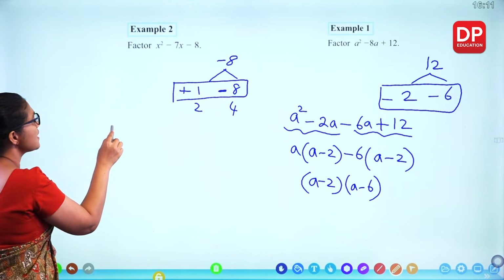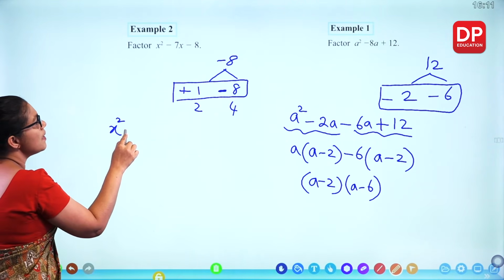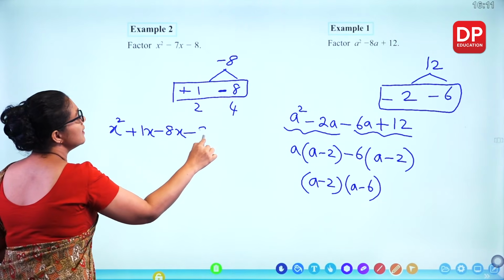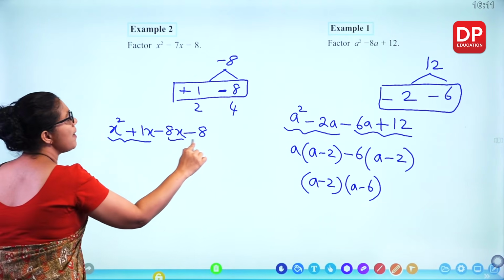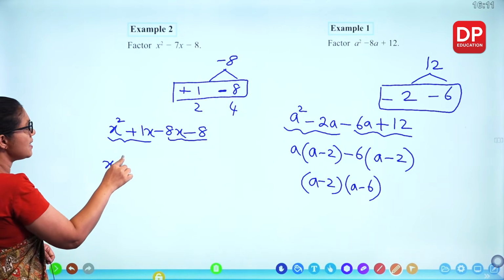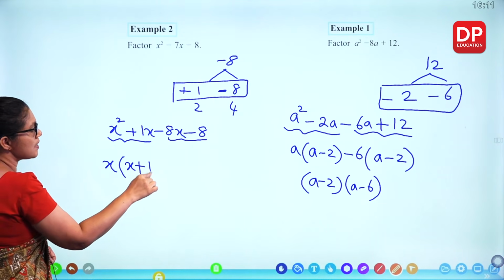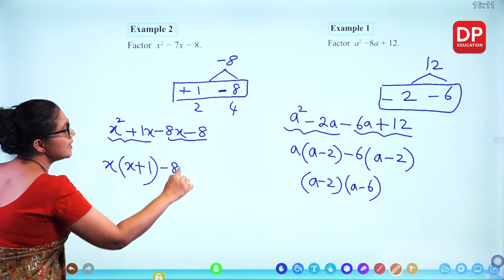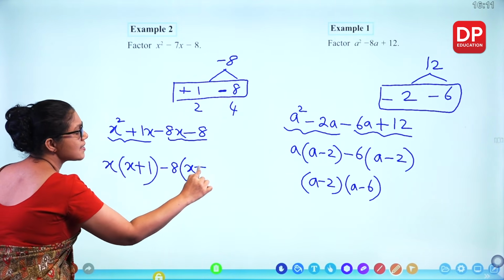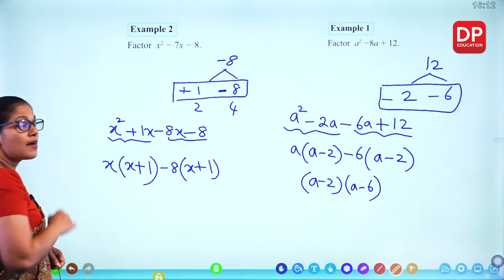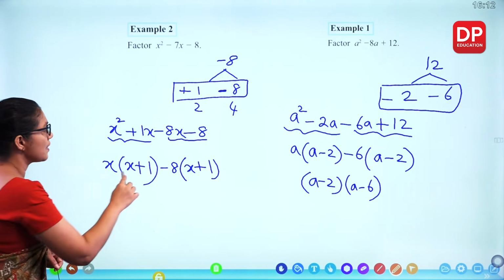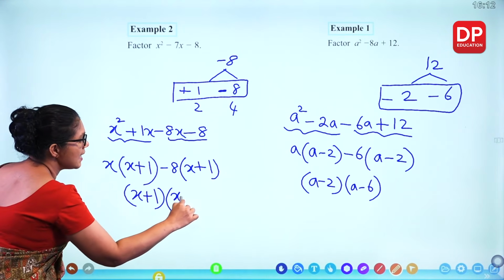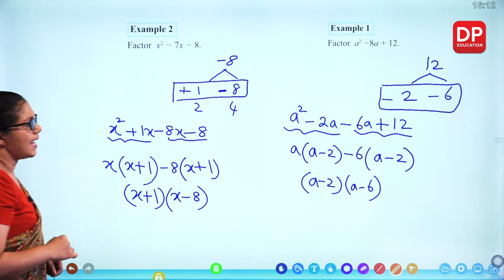So we can split the middle term as 1x and minus 8x. Now take 2 at a time and try to factorize. X is common, take it out. What's remaining? X plus 1. What's remaining here when you take minus 8? X plus 1. Why? I took minus out. Now x plus 1 is common, take it out. What's remaining? X minus 8.